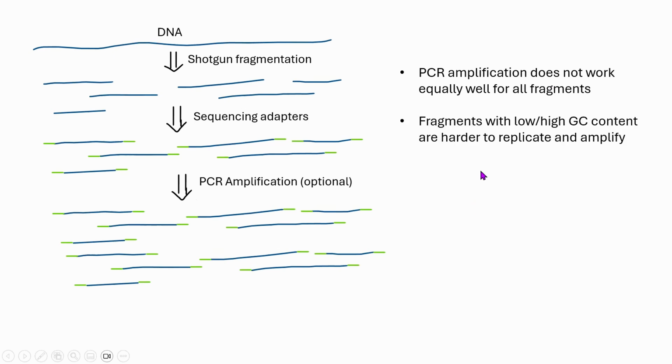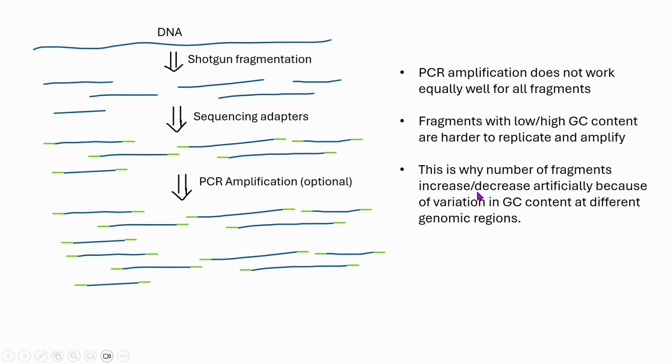And that often depends on the GC content of those fragments. This is why the number of fragments increases or decreases artificially, not because of any biological issue, but because of the variation in GC content at the different genomic regions. So now you understand why GC bias occurs.